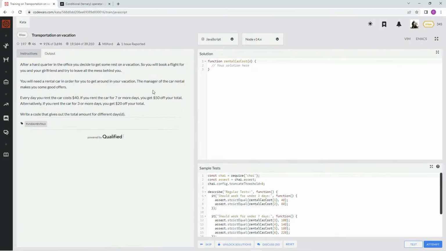The manager of the car rental place makes some good offers. Every day we rent the car costs $40. If we rent the car for 7 or more days, we get $50 off our total. Alternately, if we rent the car for 3 or more days, we get $20 off our total. Write the code that gives out the total amount for different days D right here.